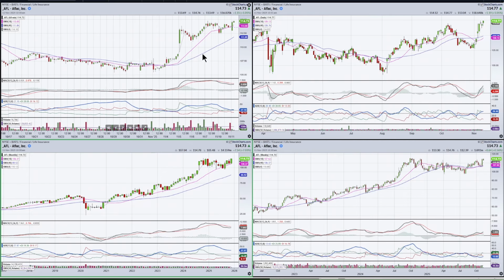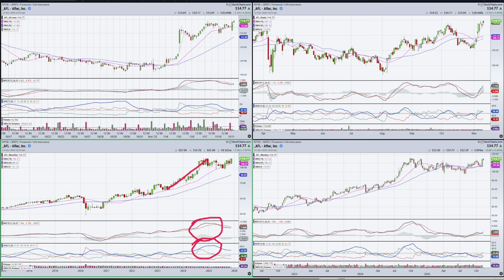Okay, I've got 4 current examples I'm going to talk about today, and we're going to go through these step by step. On the bottom left, I've got the monthly chart. What we're looking for there is a move to the upside that shows strength that was confirmed by both MACD and ADX to the upside.